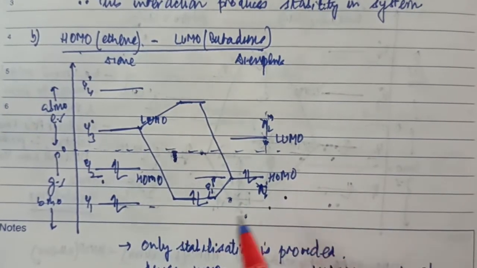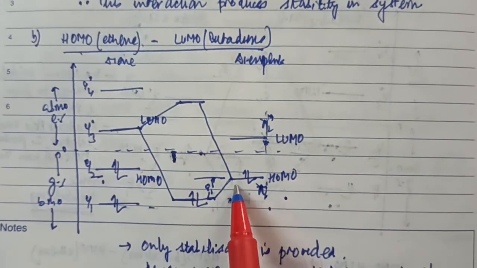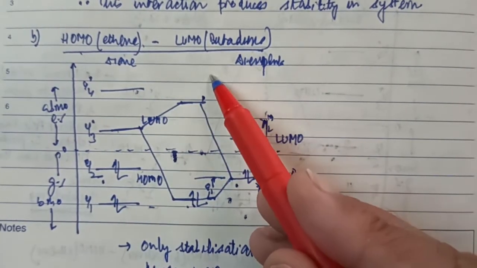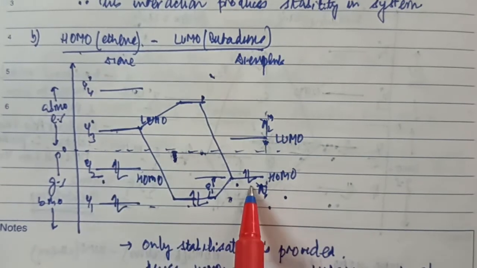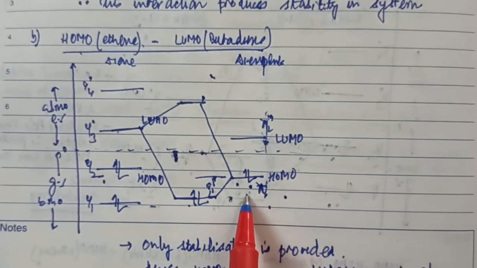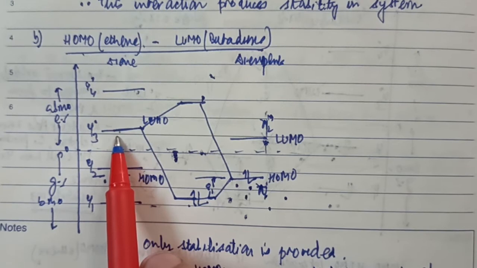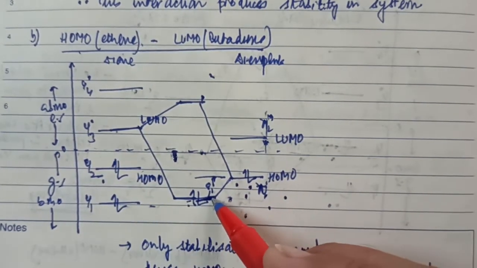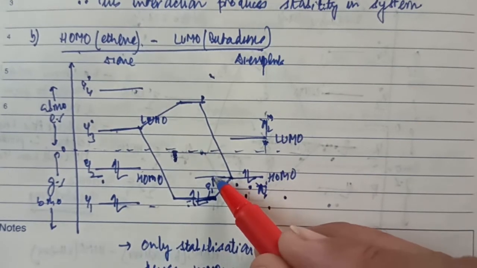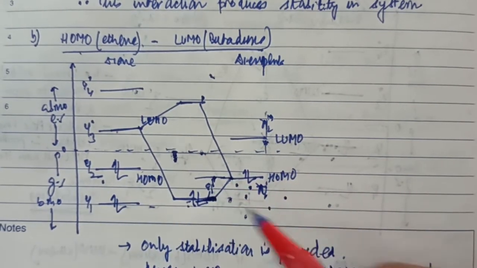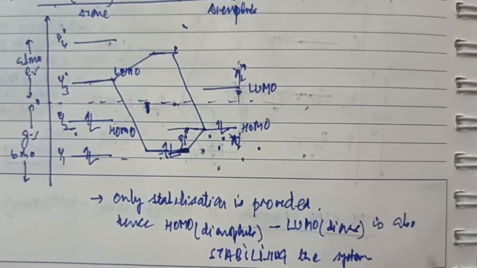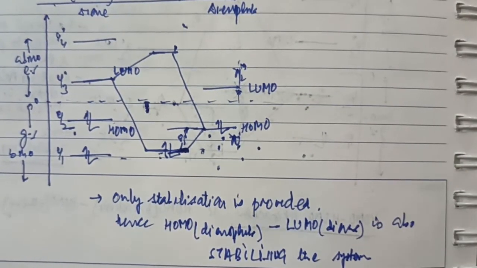If you look at this interaction, again, these 2 atomic orbitals are combining, and 2 new molecular orbitals will be formed, one bonding, another anti-bonding. Since the reactant had only 2 electrons, Pi1 had 2 electrons and Psi3 star didn't have an electron, I have to accommodate only 2 electrons. The 2 electrons will go in the bonding orbital. Since there is an extent of stabilization, this interaction produces stability to the system, and I have to consider this interaction while considering the FMO approach.